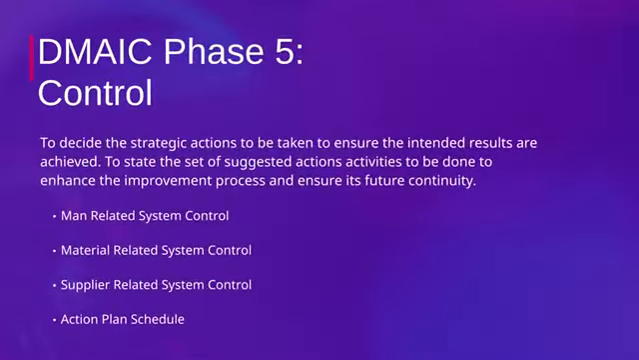Later, after the implementation of the preferred design, which is design alternative 1, we will decide on the strategic actions to be taken to ensure the intended results are achieved and continuing. We ensure the continuity of the process improvement. We'll discuss the man-related system control, the material-related system control, the supplier-related system control, and the action plan schedule that we have come up with.